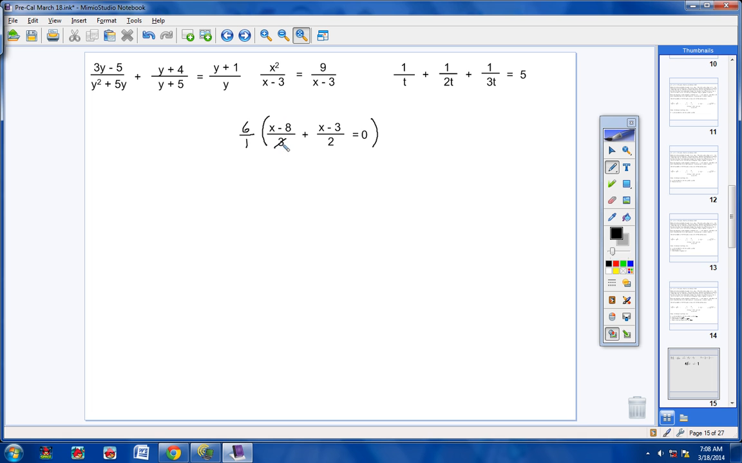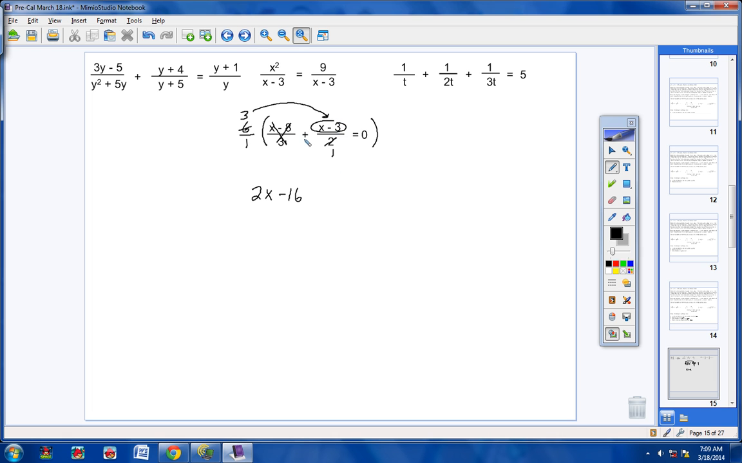Well, notice your 3 would cancel with your 6, and then when you multiply your 2 through right here, you would have 2 times x is 2x, and 2 times negative 8 is negative 16. There. Notice how that fraction is totally gone now. Now I'm going to multiply 6/1 times x minus 3 over 2. Your 2 would cancel with your 6 3 times, and then take your 3 and multiply it times this expression right here.